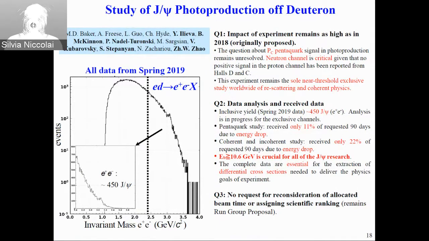So looking at the data that we took in spring 2019, here there is a spectrum of the e plus e minus, and we see the bump corresponding to the J/psi, where we have estimated about 450 events. Considering the energy that we had in the spring, basically we have only 11% of the required 90 days for the pentaquark study. And for the J/psi coherent and incoherent, we have about 22% because of the shape of the energy distribution. So it's crucial to complete the experiment for this particular channel, especially doing it at high energy.